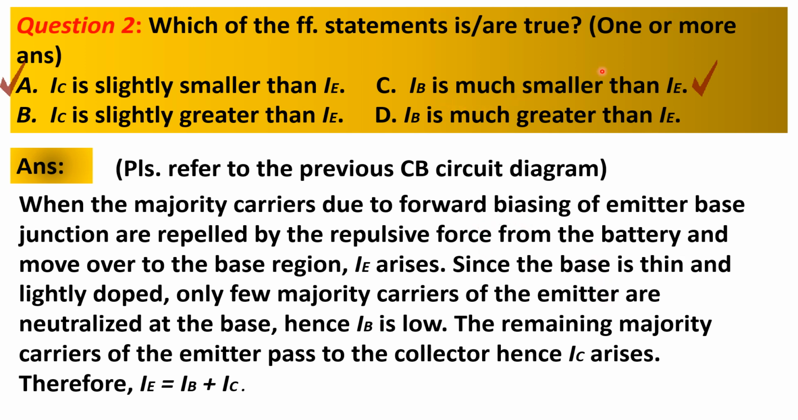that the base current is much smaller than the emitter current. And that's also true for letter A. There are two possible correct answers. The collector current is slightly smaller than the emitter current, as shown in this equation. IC is slightly smaller than I sub E, but base current IB is much smaller than I sub E. Letter B is incorrect, as well as letter D.